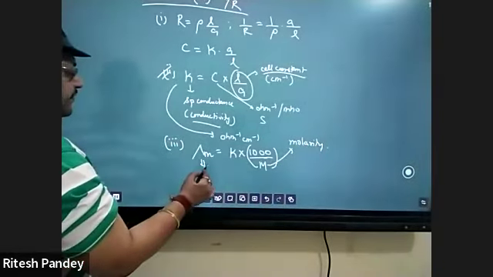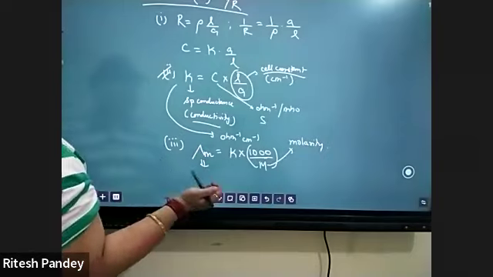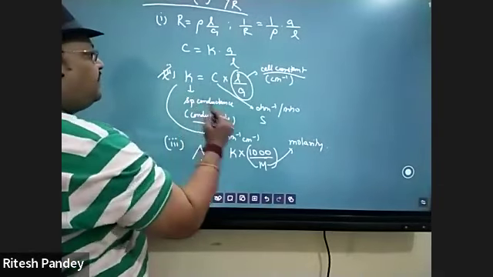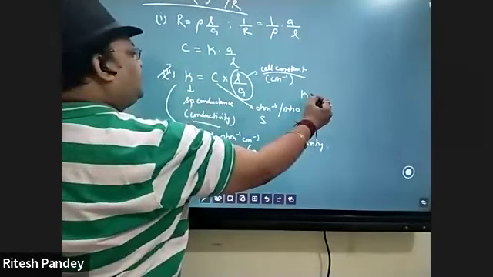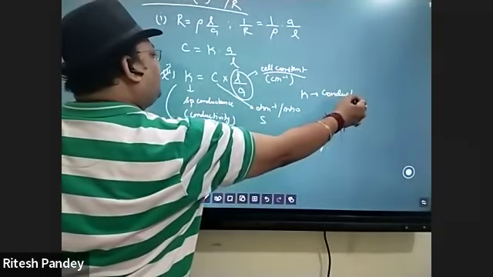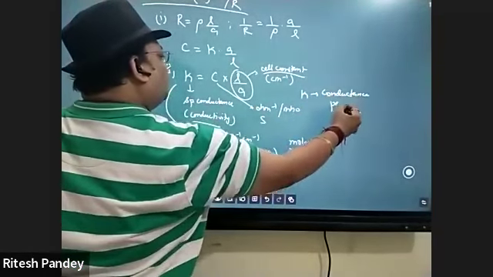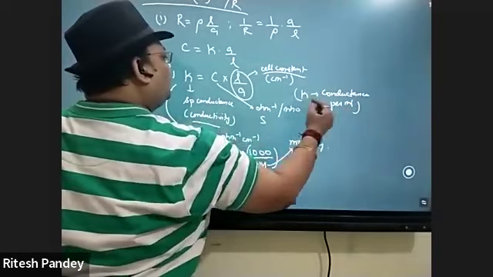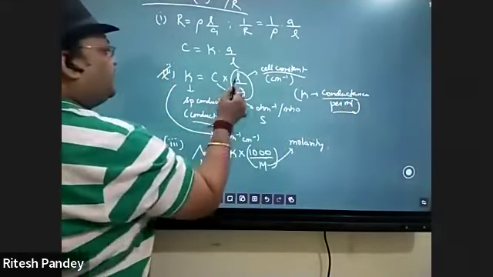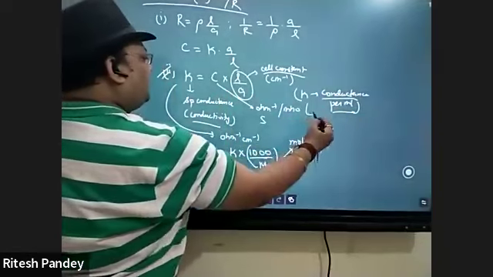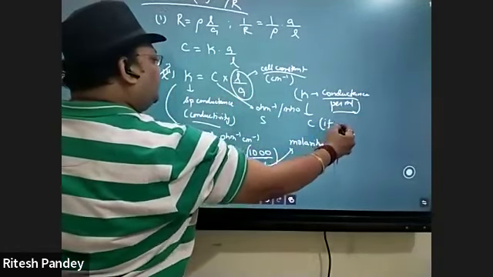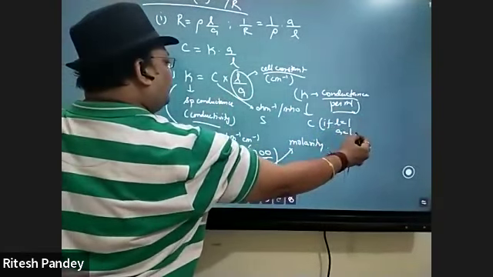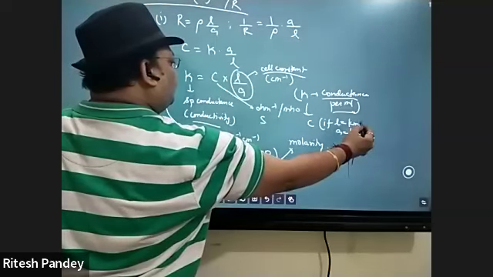One thing which I do tell you, always remember kappa as the conductance per ml. This is going to be such an important approach. Kappa is conductance per ml. Naturally, if L is equal to 1 and A is equal to 1, this is centimeter square, this is centimeter.